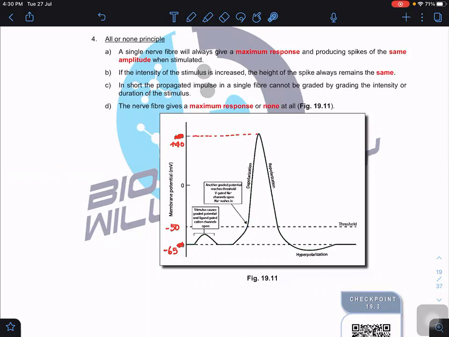Okay, so in short, the propagated impulse in a single fiber cannot be graded by grading the intensity or duration of the stimulus. The nerve fiber only gives us a maximal response or none at all. None at all basically means that the stimulus is too small, so you won't be able to achieve the threshold value, and therefore you won't have an action potential. Okay, so with this, I've finished the generation of the action potential.